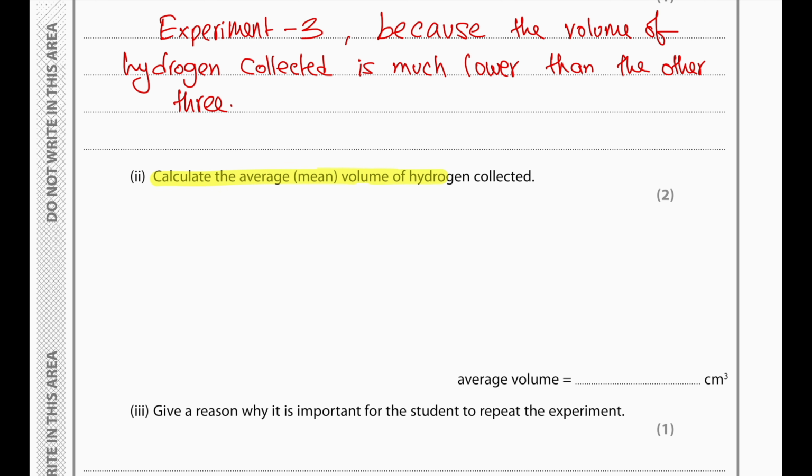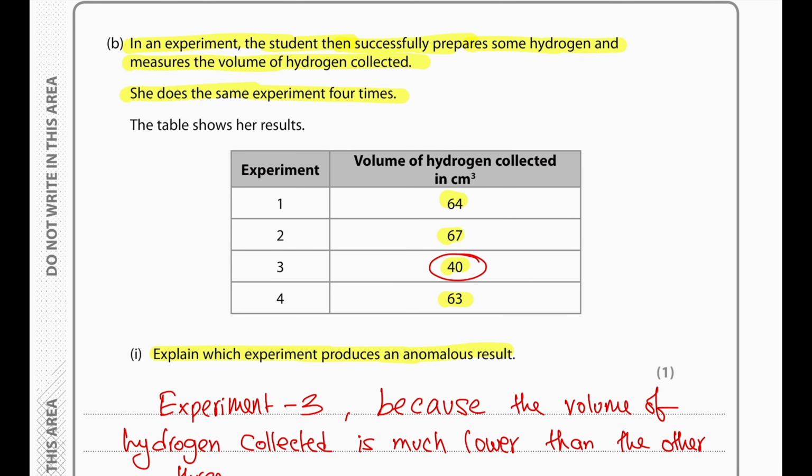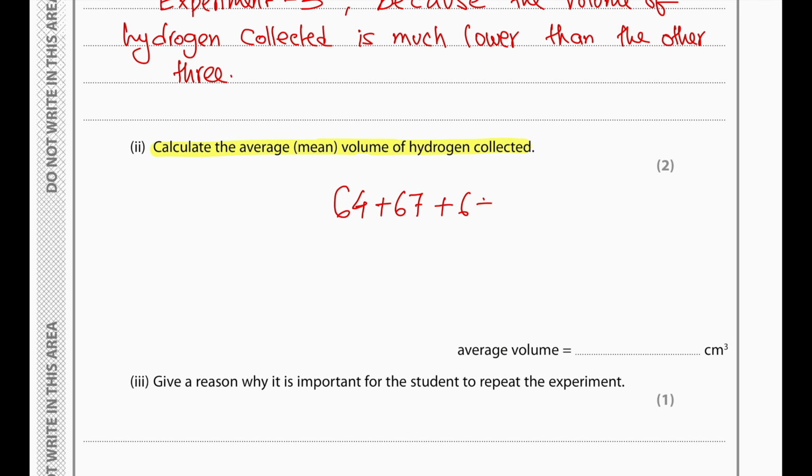Calculate the average volume of hydrogen collected. So we will add 64 plus 67 plus 63 and divide it by 3. The answer will be 65.